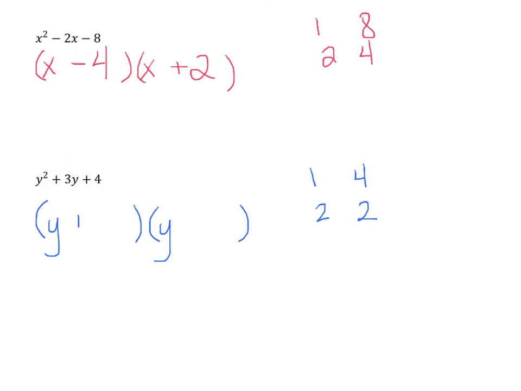So 1 plus 4 does not equal 3. 2 plus 2 does not equal 3. What does that mean? That means that there is no solution here. This is prime. It means that we cannot factor it.